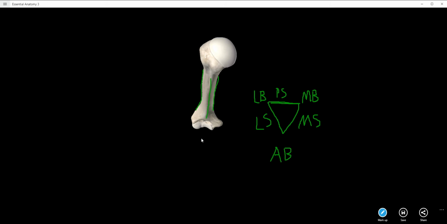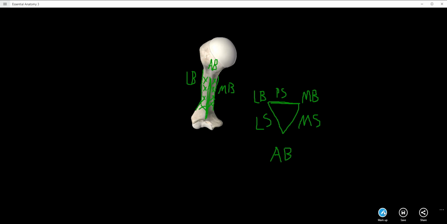Now if we're going to look at the humerus again, this one here, facing anteriorly, is the, let's see if we can write it, AB, the anterior border. This is the lateral border. This is the medial border. We can't see the posterior surface in this view, but we can see the lateral surface and the medial surface.